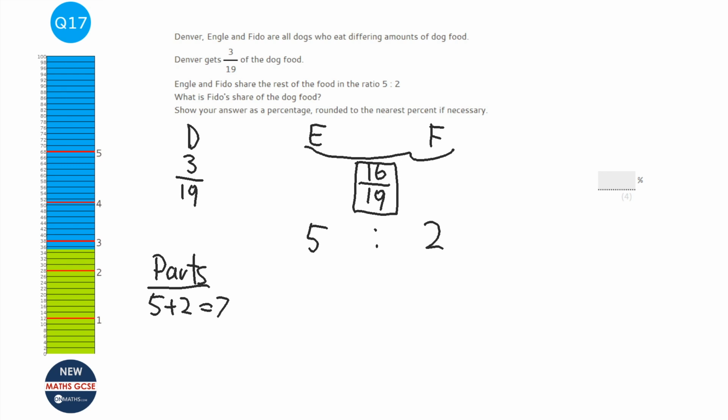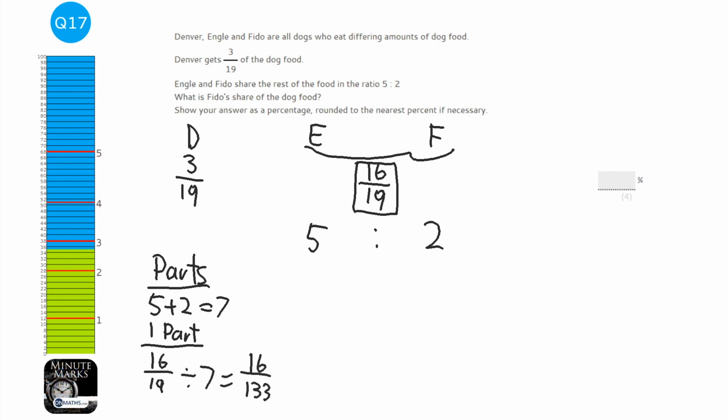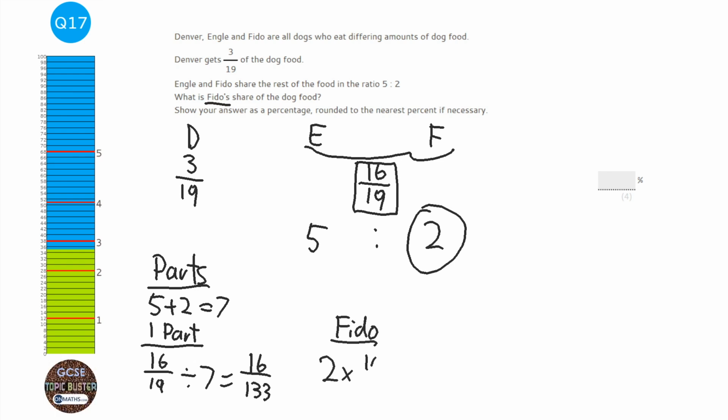Okay, and each part, so one part, is going to be worth, well, as a fraction, it's 16/19 divided by 7. So 16/19 on the calculator divided by 7, which gives us 16/133. So that's the fraction of each part. Now it says, show what is Fido's share. So we're looking for Fido's share. Now Fido gets 2 lots of that. So looking for Fido, he gets 2 lots of that fraction.